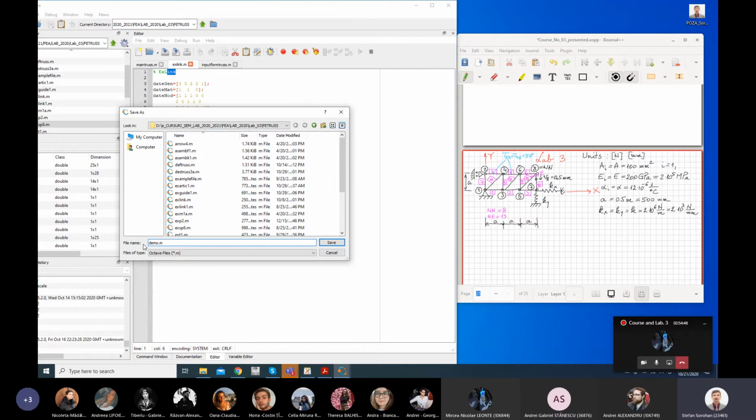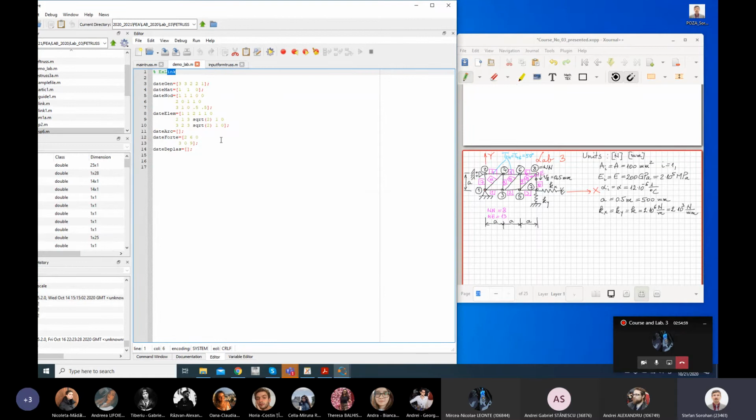So now it's a little bit better. So, demo from lab. Save in the same directory, and let's make the modification. X, instead of X link, I can put X. The name is not important here, because as you can see, this is the comment.